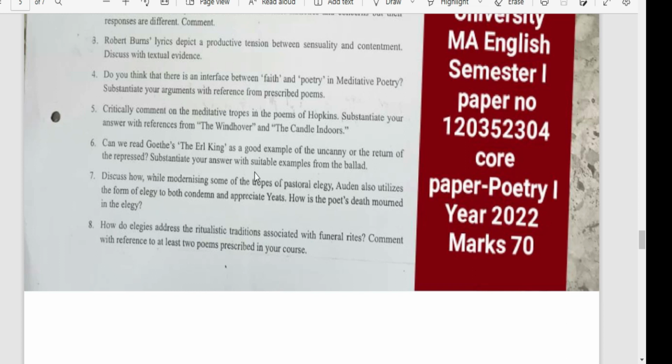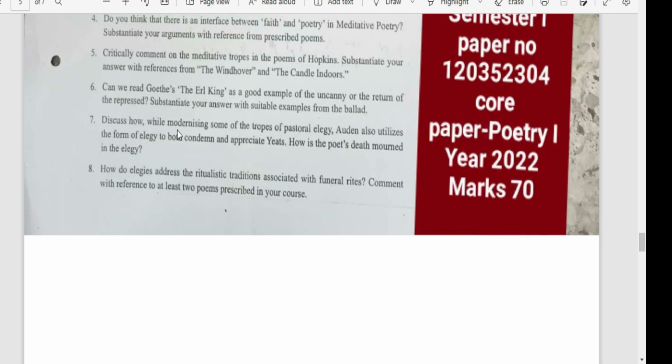Critically comment on the meditative tropes in the poems of Hawkins. Substantiate your answer with reference to The Windover and The Candle Indoors. Can we read Goethe's The Earthquake as a good example of the uncanny or the return of the repressed? Substantiate your answer with suitable examples from the text.